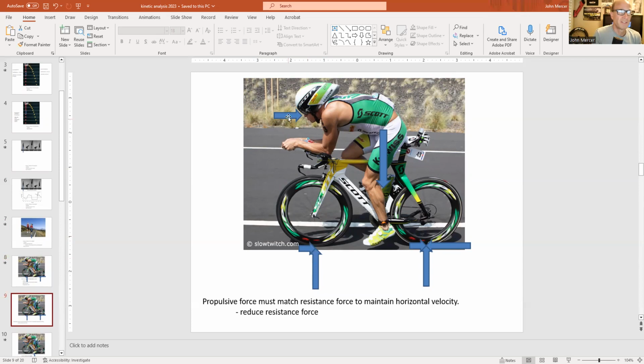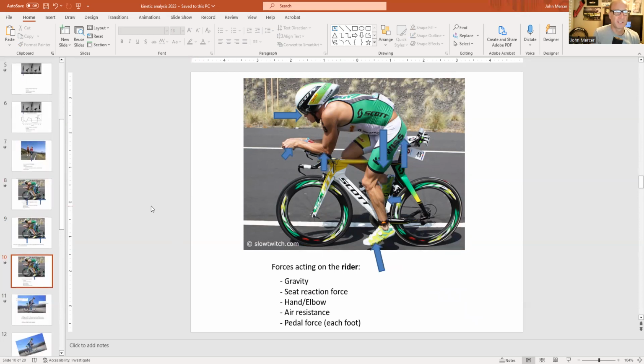So you want to have these resistance forces as little as possible, and that means you need as little propulsive force as possible, which means you can maybe bike for a longer period of time with reduced drag resistance force. And so really, cyclists especially work to reduce the resistance forces acting on the system.